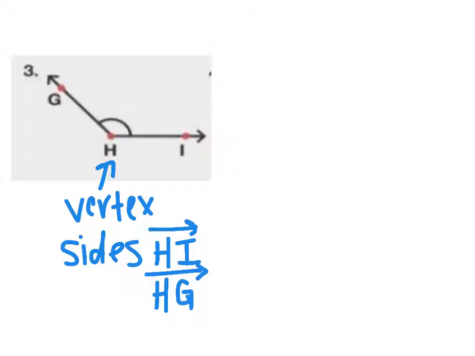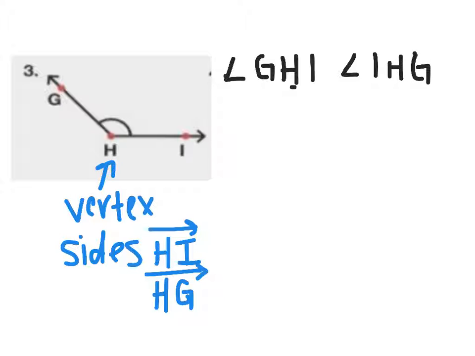Naming this angle, I would use the angle symbol, which looks like an angle, and I could name this G, H, I, H being the vertex, so it has to be in the middle. I could name this angle using the angle symbol, I, H, G. Again, H has to be in the middle because it's the vertex.